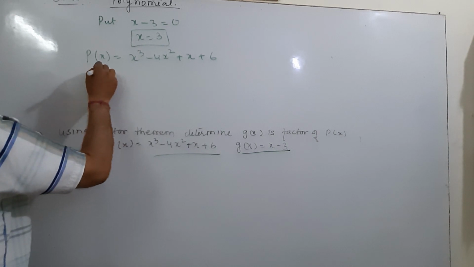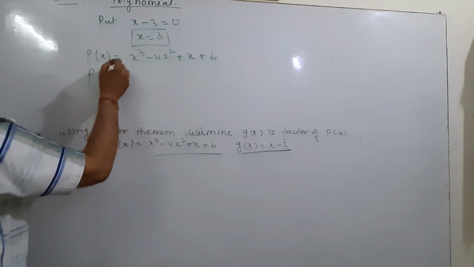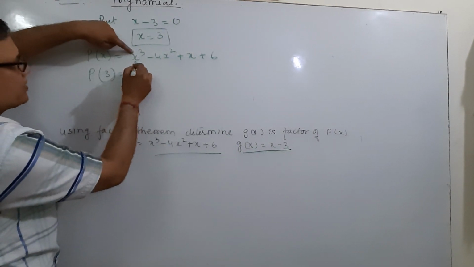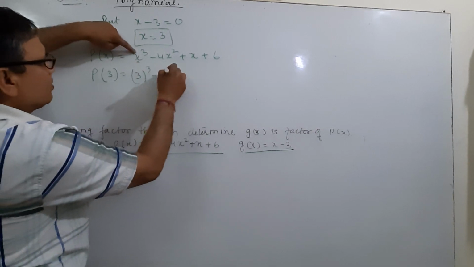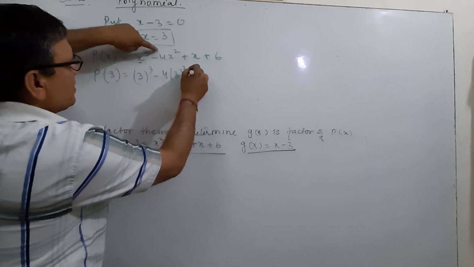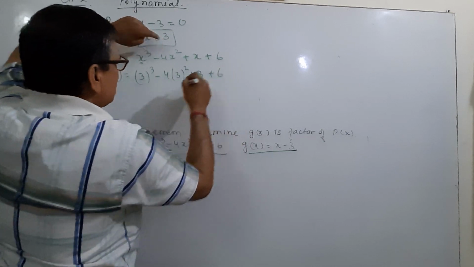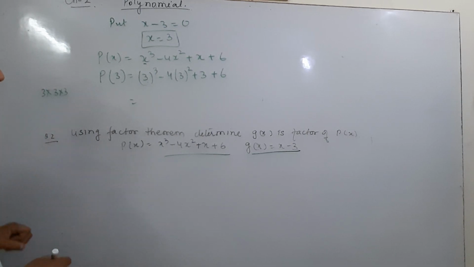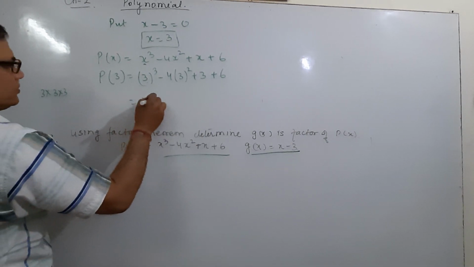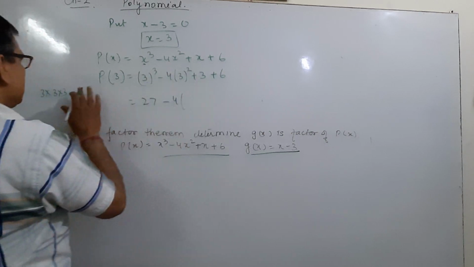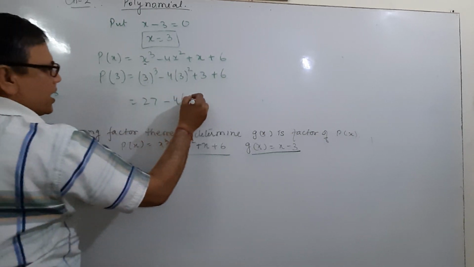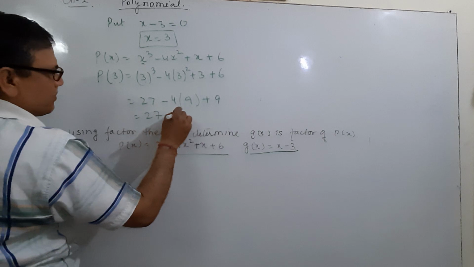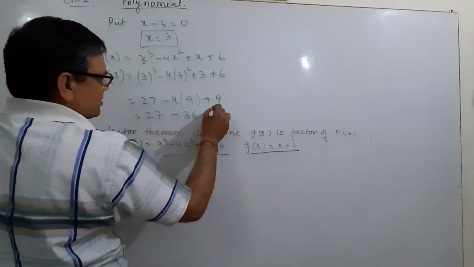And now for the remainder, P of 3, what will we put as the value of x? 3. Here x is equal to 3. Value of x is 3 whole cube minus 4 times 3 square plus 3 plus 6. And now 3 cube: 3 multiply 3 multiply 3. Tell me. 27 minus 4 times 3 square. 3 square means 9. Plus 3 plus 6. 4 nines are 36.